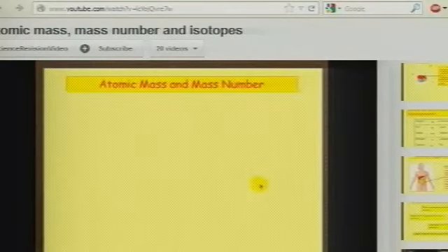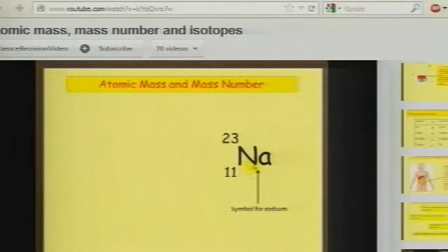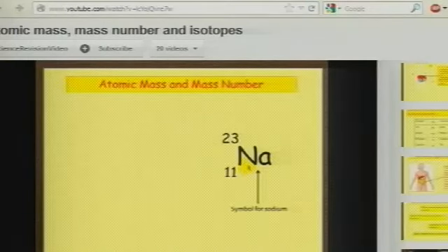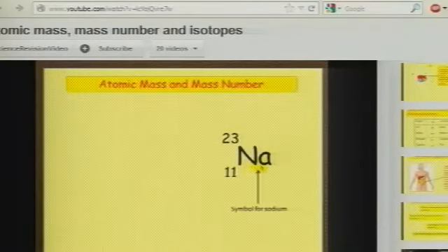Let's look first of all at atomic number and mass number. Now every element, all 110 or however many there are, has two numbers attached to it. First of all, there's the symbol. This is the symbol for sodium. It's a bit odd, isn't it? You might have thought it would be SO or something. No, the symbol for sodium is Na.